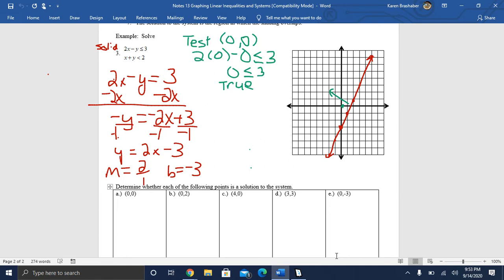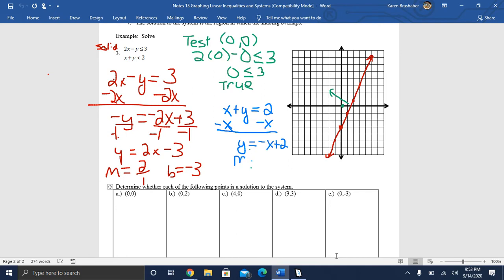All right, so now I'm ready to move on to my second equation. Again, I'll write that one. I'm going to do this one in blue. So x plus y equals 2. And I have to solve that for y. So subtract x from both sides of the equal sign. And so that will give you y equals negative x plus 2.